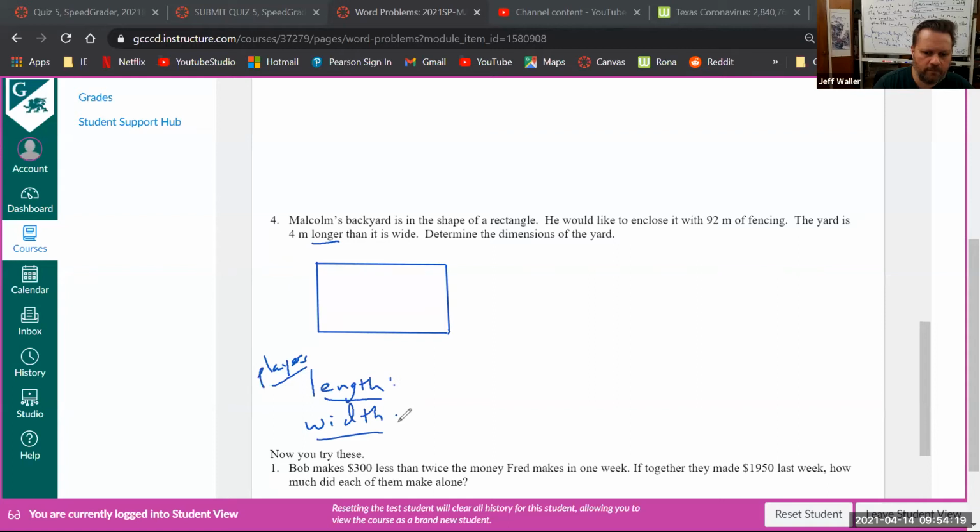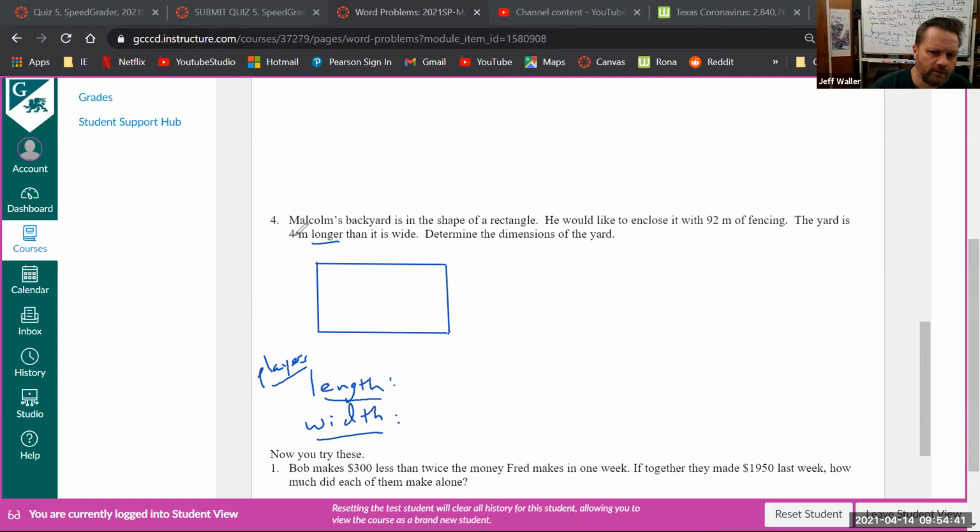I like it. Now, somebody else tell me, which one am I going to call a variable? Which one am I going to give a letter to? Width. Yeah, why the width? The width. Why the width?